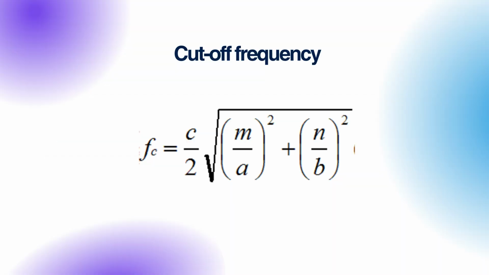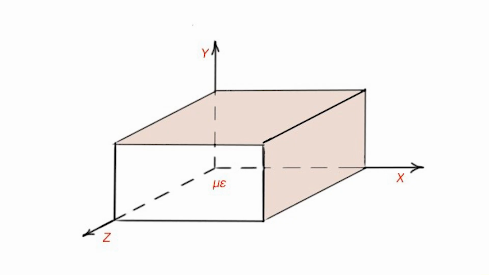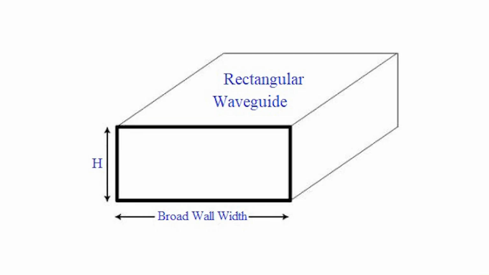So the important thing we need to know is cut-off frequency. Each mode has a cut-off frequency below which it cannot propagate. For a rectangular waveguide, the transverse electric mode has the lowest cutoff frequency and is often the dominant mode.